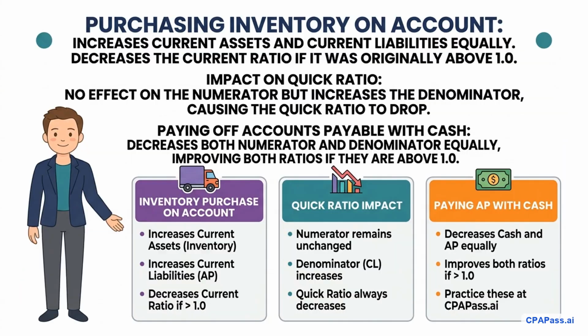Finally, let's analyze how specific transactions impact these ratios. Suppose a company purchases inventory on account. This transaction increases current assets and current liabilities by equal amounts. If the current ratio was originally above 1.0, this equal increase actually decreases the current ratio.